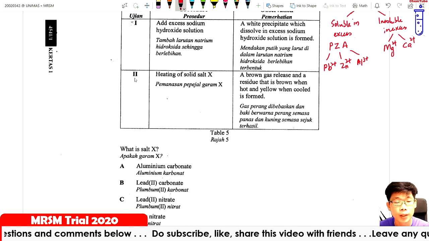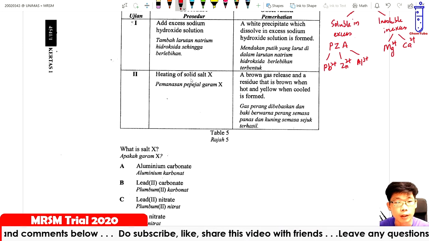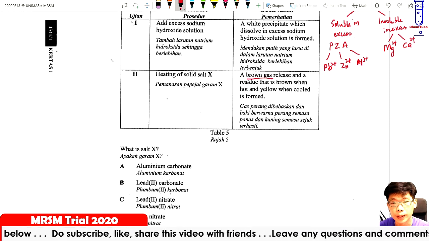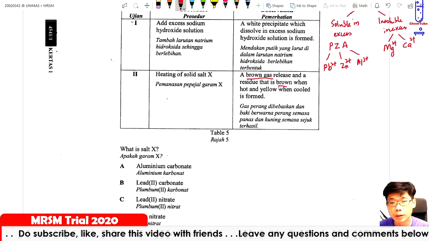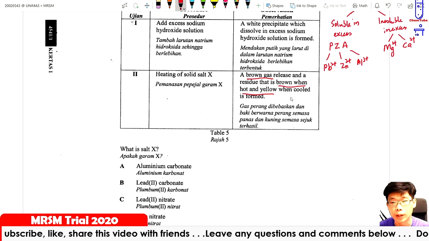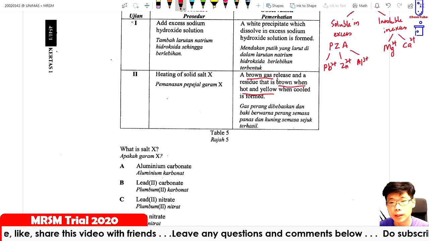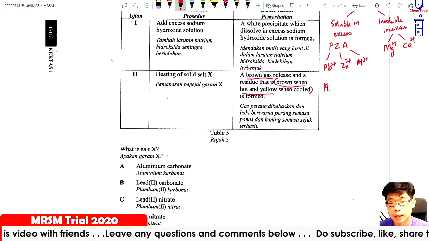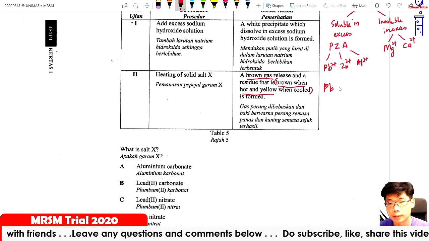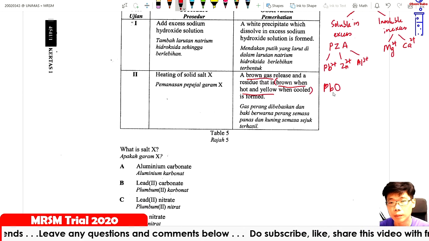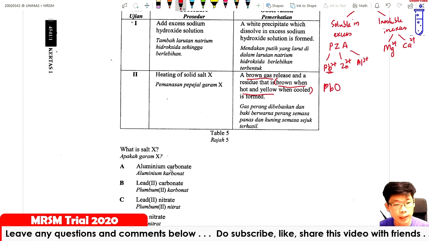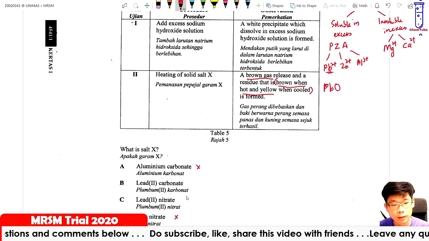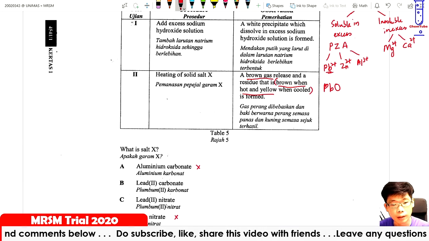So let's see. Number 2, heating of the solid of salt X. A brown gas is released, and a residue that is brown when hot and yellow when cold is formed. When you see this observation, you will know this is lead oxide. So lead oxide means that it must be lead now. Zinc is out, aluminium is out. Then it can be lead(II) carbonate or lead(II) nitrate.